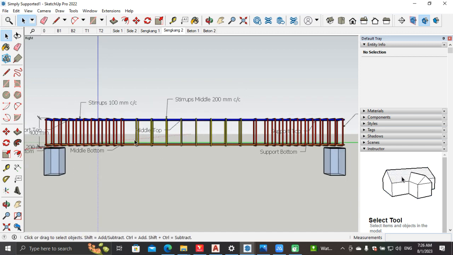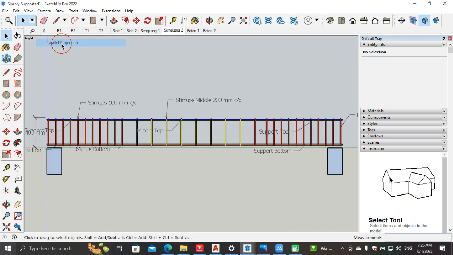This is how you can draw. This is the first drawing you need. Like this, it will come like this. That is the bottom reinforcement, top reinforcement, stirrups. This is the longitudinal. Then you have to show the section nearby this support as well as at the middle.